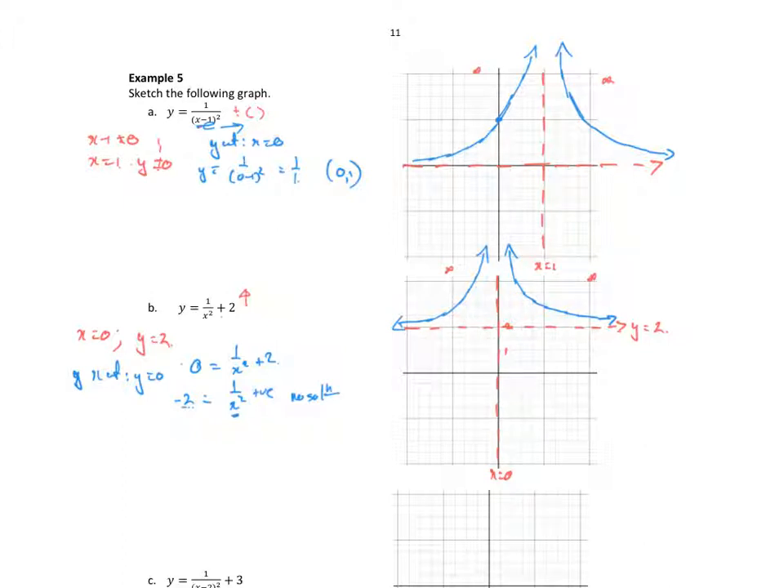But again, the key point is that the whole graph has a basic shape, but our graph here has been shifted up 2 units, which is what's happened here.